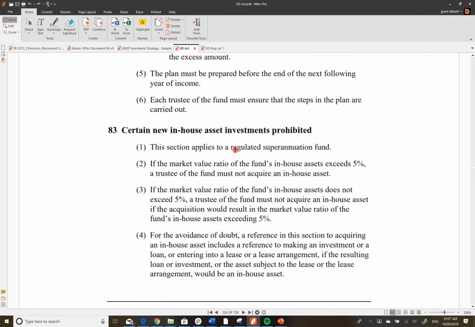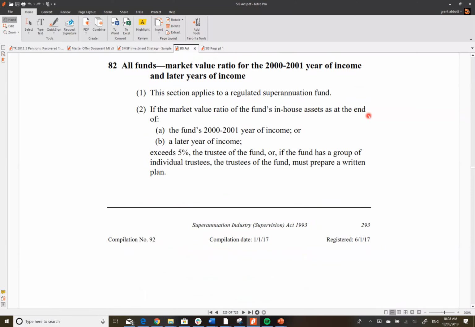This section applies to a regulated fund. If the market valuation of the fund's in-house assets at the end of a later year of income exceeds 5%, the trustee of the fund, or if the fund has a group of individual trustees, must prepare a written plan. So at the end of the year, 30 June 2019, if we found that our existing in-house assets in the fund exceeded 5%, then the trustee must put in place a plan.